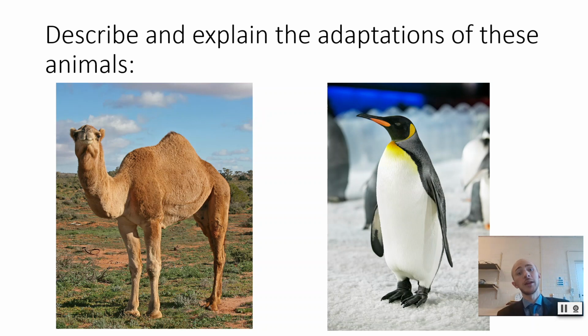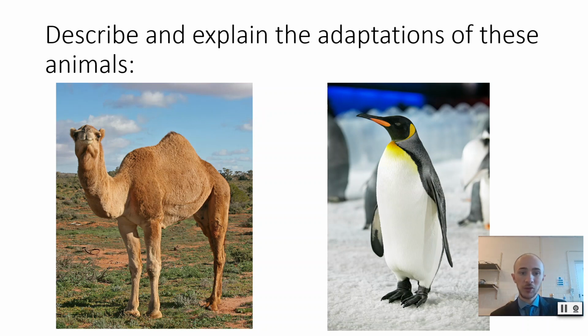So, hopefully you now have 3 adaptations for each organism written down and why each of those is a good thing. If you've not written them down, go back and write them down. I'm telling you to do that because it will be helpful to you. So, with the camel, there are a few we could talk about. The first and most obvious one is the hump.